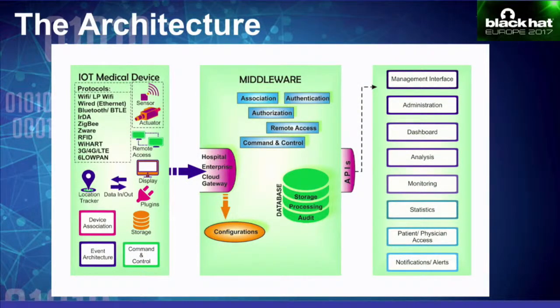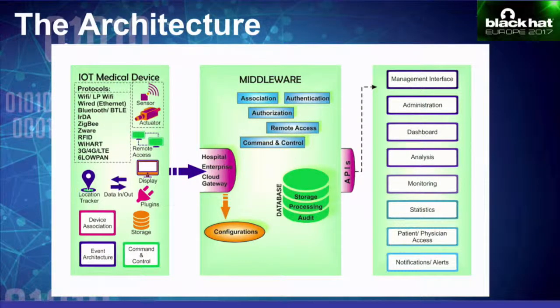Here I've tried to create an architecture of a connected medical device. There are three major layers to it. The first one, on the far right side, is the medical device itself. The medical device has various subsystems to it. Once again, it can talk on various protocols. I've listed only some of them there: IrDA, which is Infrared Data Association, Zigbee, Z-Wave, RFID, wireless, Wi-Fi, 3G, 4G, LTE.